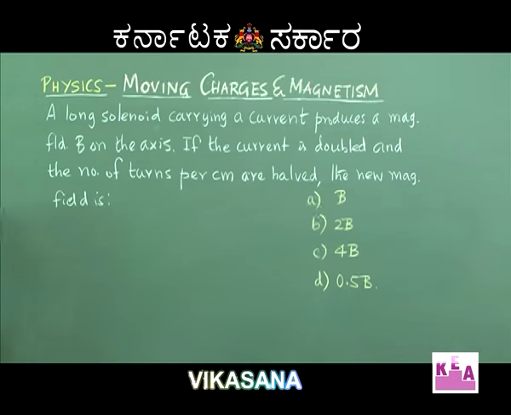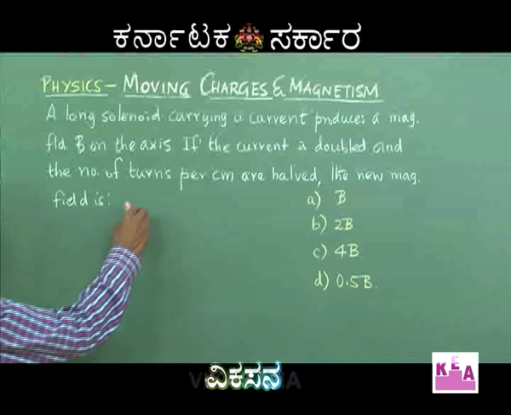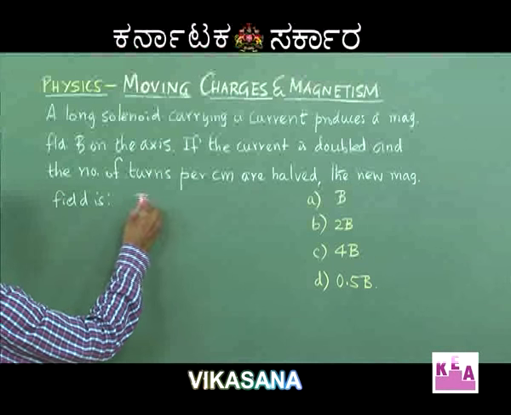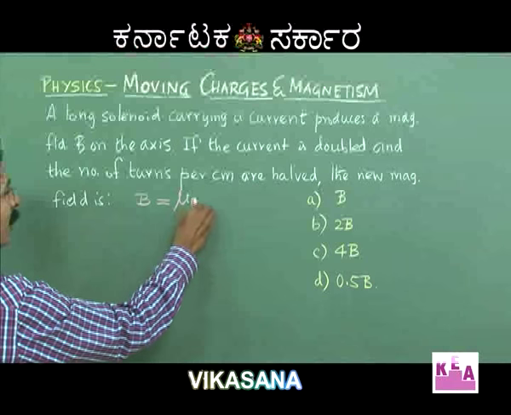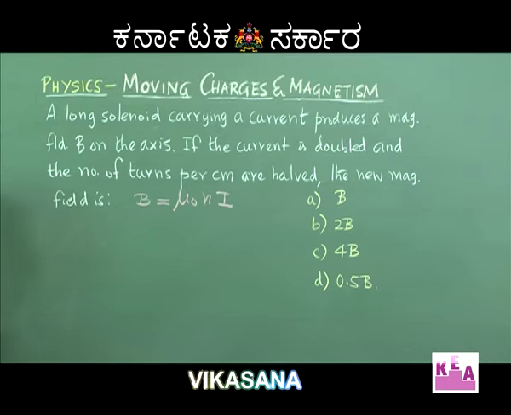Here is the problem. A long solenoid carrying a current produces a magnetic field B on the axis. If the current is doubled and the number of turns per centimeter is halved, the new magnetic field is: the options are B, 2B, 4B and 0.5B. It is about the magnetic field of a solenoid. The magnetic field of a solenoid B is given by mu naught n i, where mu naught is the permeability of free space, n is the number of turns per unit length and i is the current.